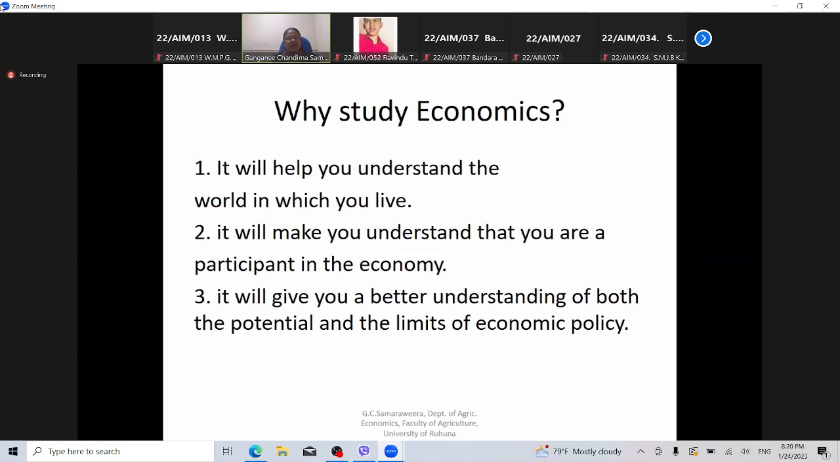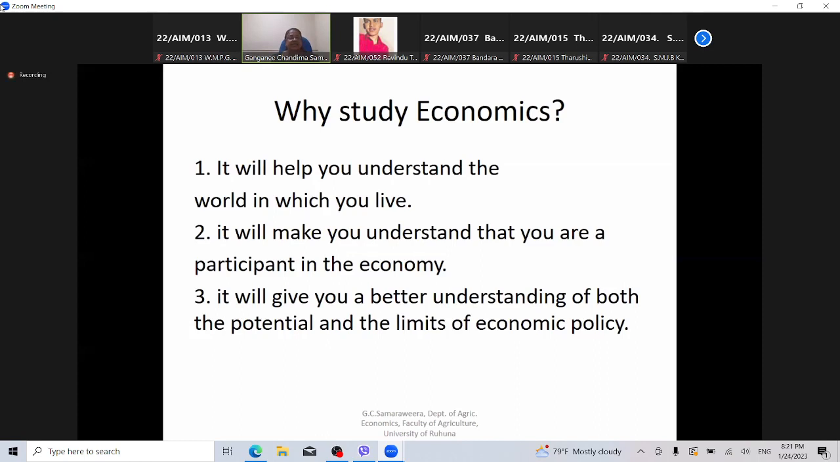Maybe today, while going to your classes, you have taken your breakfast, you have taken your lunch. At that time, you purchase something. I mean, transactions you have to do. You have to give money and take something to eat. So that means it makes you understand that you are also a participant in the economy.